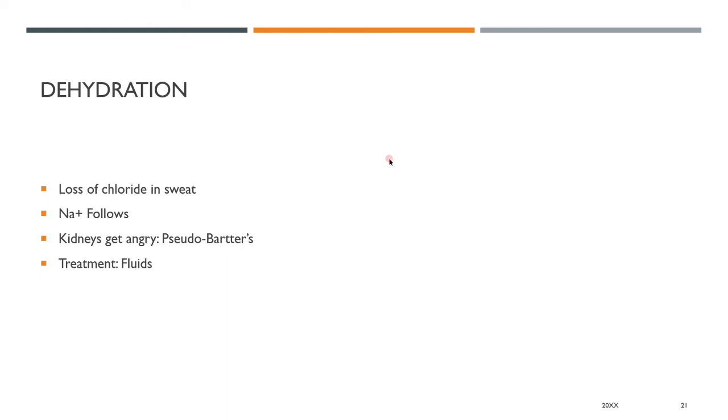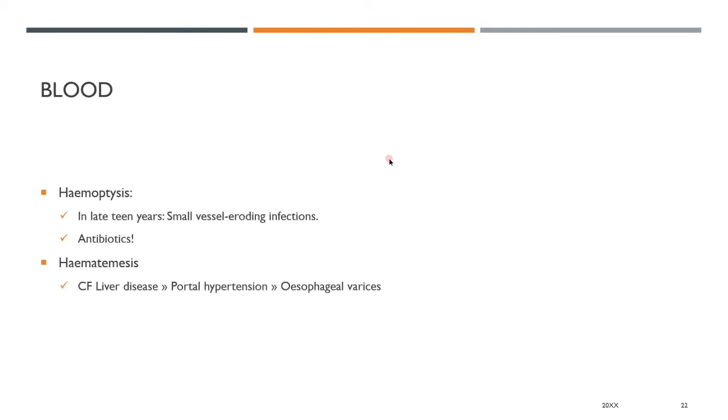The last presentation that these patients could come in with is blood, in the form of hemoptysis or hematemesis. This is more urgent. You'll find them in ED more than anything. This happens more in the late teen years, especially hemoptysis. They will get infections that are eroding the small blood vessels in the airways, and these need to be covered by antibiotics, of course, as well.